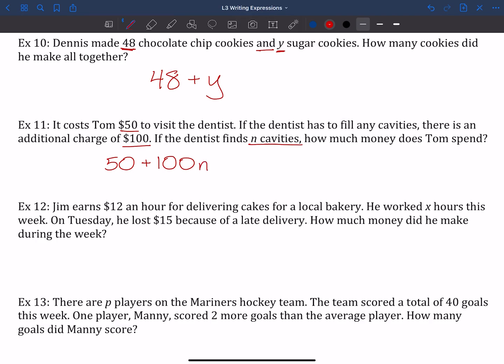All right, so let's explore why this one works. Say that Tom has 3 cavities. That means that n is equal to 3. It turns into one of those evaluating problems we were talking about last time. We plug in 3 for n. It's going to be 50 plus 100 times 3, so it's like adding on that 100 3 times, once for each of the cavities. That'll give us $350, which is a whole lot more than you really want to spend. So brush your teeth. Make sure you brush twice a day.